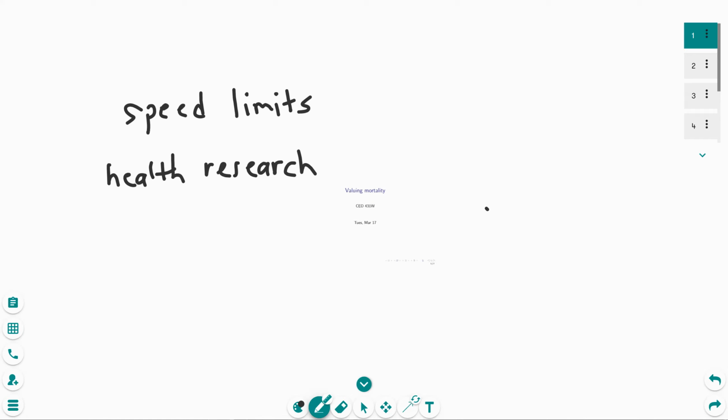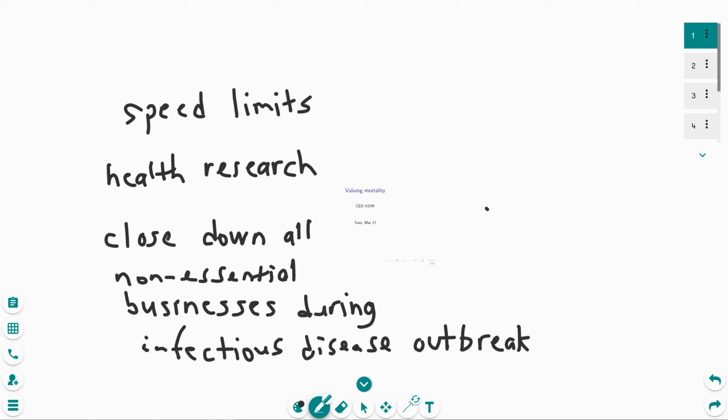The government would use this kind of information about valuing life when they're making decisions about making these health investments. The government would also be using information like this when, for example, they're deciding whether or not to close down all non-essential businesses during the outbreak of an infectious disease. So these are all domains where the government, if it wants to make informed decisions on these issues, will have to make some evaluation about what it's worth to society to reduce mortality risk.